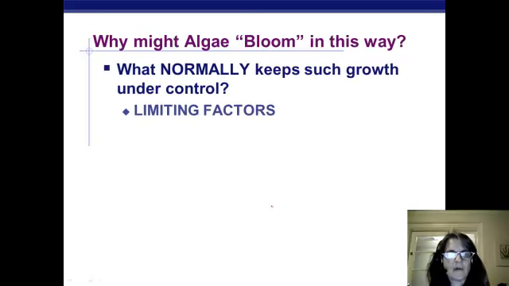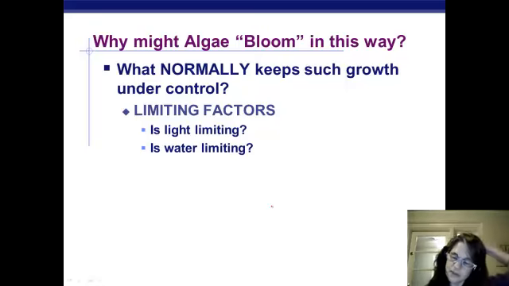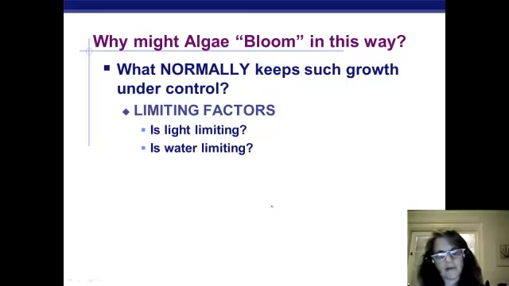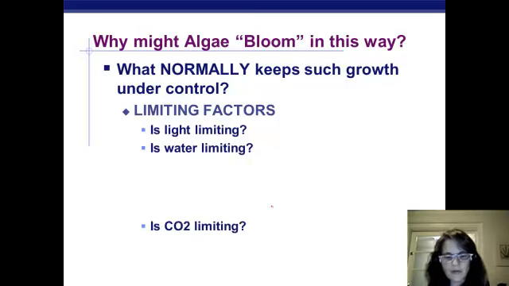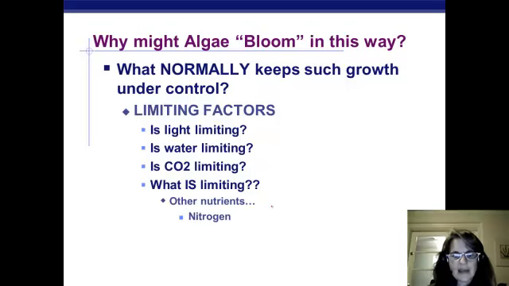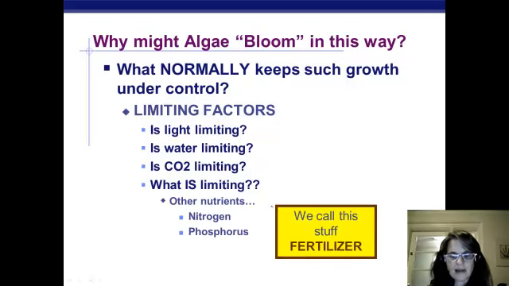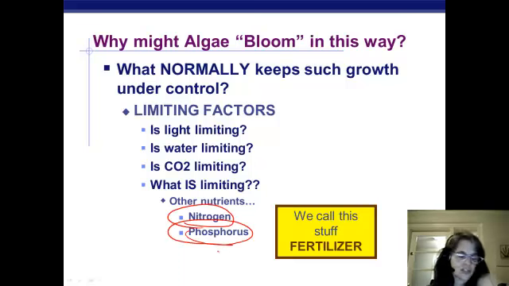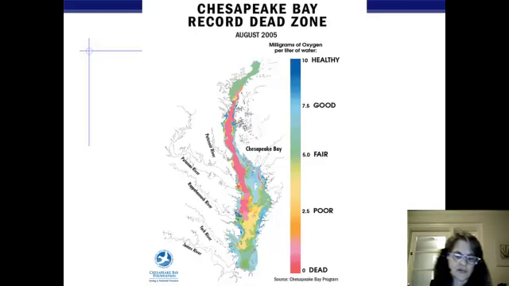You might want to remember why algae might bloom in this way. Normally, limiting factors are in place to keep control over growth, but if we supply something that should be limiting, like nitrogen or phosphorus, that shouldn't be plentiful in the environment, and we supply it through fertilizer runoff from the soil, then we encourage algae growth, and then we have a big problem. And that's what causes a lot of these algae blooms and dead zones.